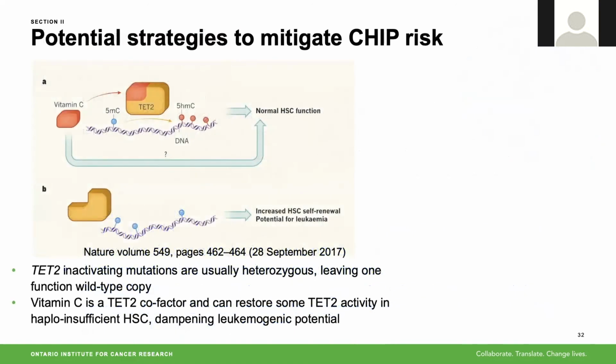And so how might we mitigate this risk? So here on the bottom is showing a TET2 insufficient cell with increased leukemogenic properties. Vitamin C, it turns out, is a cofactor for TET2. And so there were high-profile papers in Nature and in Cell showing that vitamin C in a TET2 heterozygous mutant state can dampen some of the leukemogenic potential.